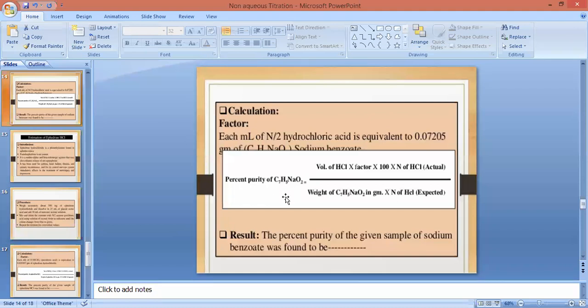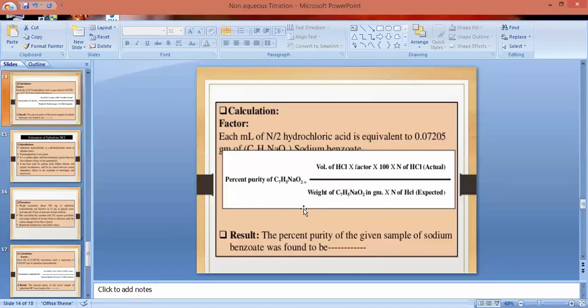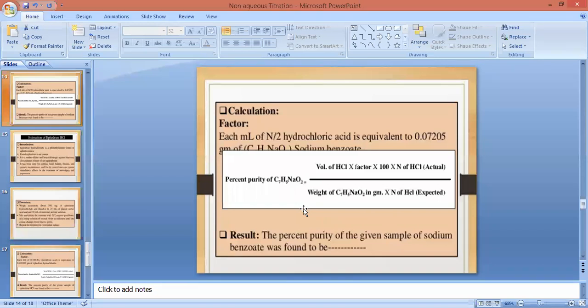This is the formula for calculating the percent purity for any sort of drug substance. Here, since we are going to determine the estimation of sodium benzoate, the percent purity of sodium benzoate will be the volume of HCl that is consumed. Volume of HCl is the burette reading, that is, how many ml of standard HCl the sodium benzoate consumed. So the volume of HCl represents the burette reading into factor into 100.